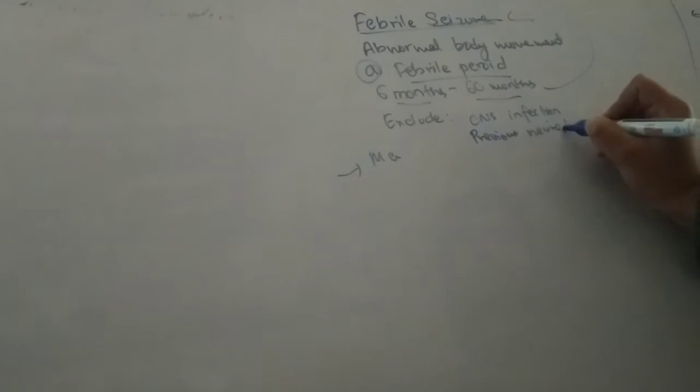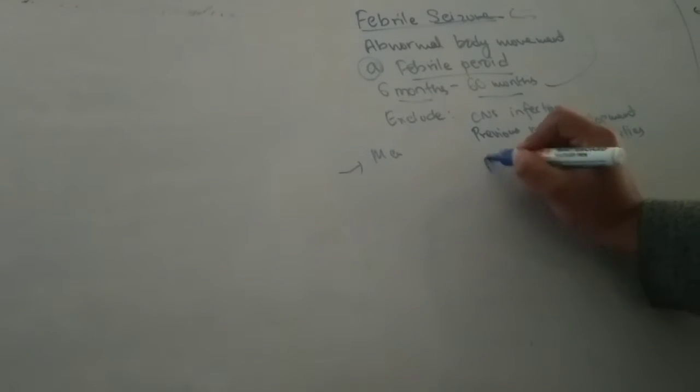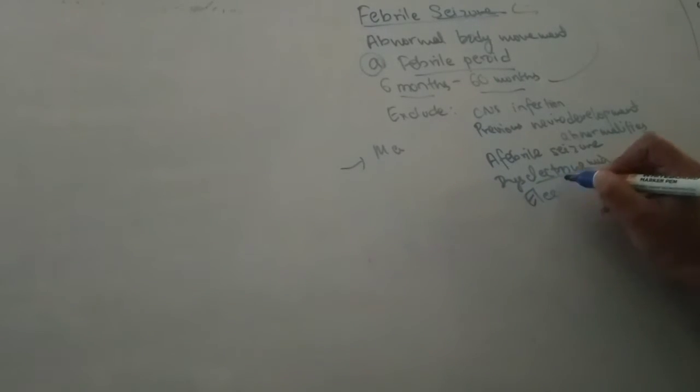We have to exclude previous neurodevelopmental malformations or delays, neurodevelopmental abnormalities. And another criterion to be excluded is that there should be no history of febrile seizures. And certain authors also include electrolyte imbalance. So these are the criteria to be called febrile seizure.